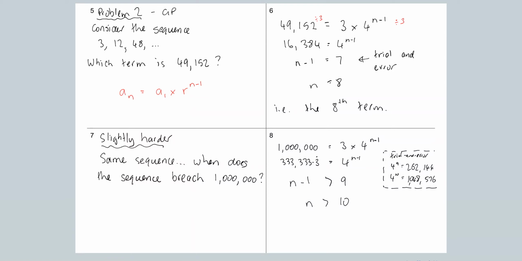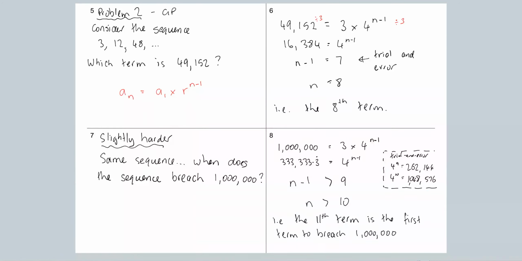Because n is a whole number, because it's a counting number effectively, term 1, term 2, term 3, term 4, up to term 10, then I can say with confidence, i.e. the 11th term, the first term after the 10th term, is the first term to breach 1 million.